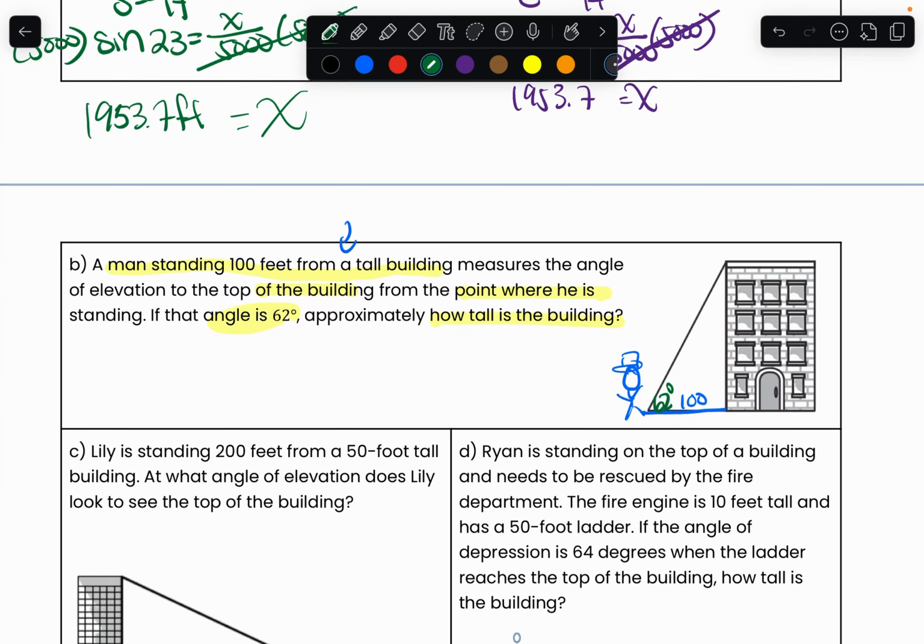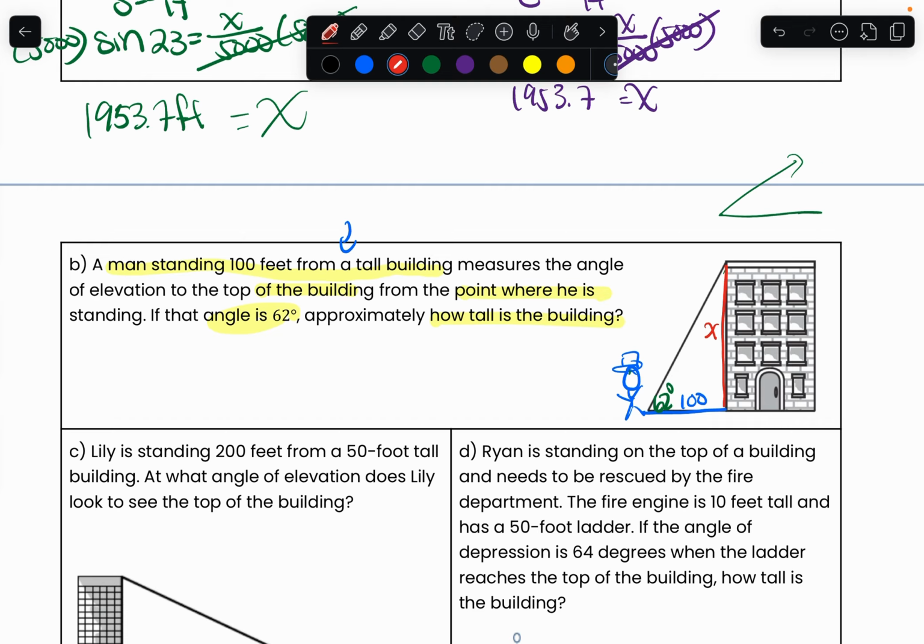Now there are two ways you can get this 62. One way is that you can just look at it: it's from the person to the building, so it must be here. The other way is to take the word elevation as a hint, because elevation must be from a horizontal line, and the other line must be going up. The only one that fits in this picture is right here. Now, lastly, we label our x, or what we are trying to find. It's asking how tall the building is. The height of the building is right here, so I'm going to label this as x, because this is what I'm trying to find.